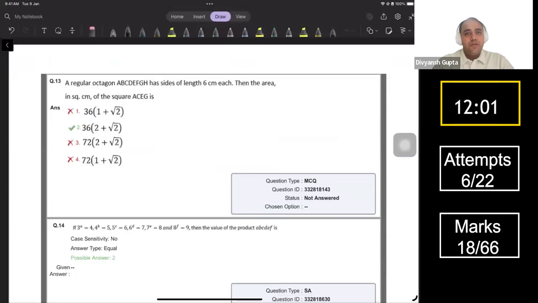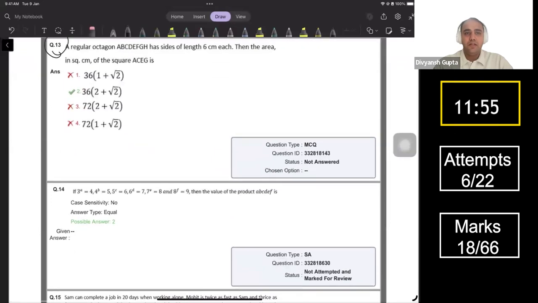Again, this is a geometry question, an octagon. It seems easy enough. I'll mark this and move forward. Nothing different in this, but again, I will have to make the figure, so I don't want to try this right now.